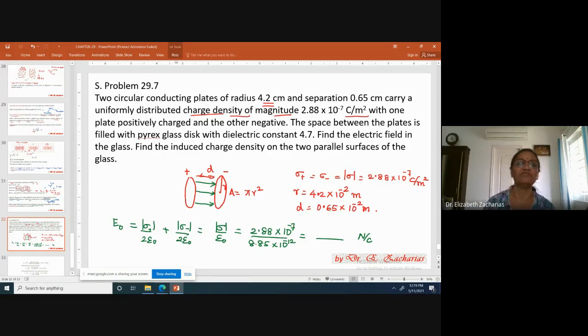Okay, now the problem doesn't end here. The problem says that now the space between the plates is going to be filled by a dielectric called Pyrex with dielectric constant 4.7. So let us fill it. The space here is going to be filled by Pyrex with dielectric constant kappa E equal to 4.7.